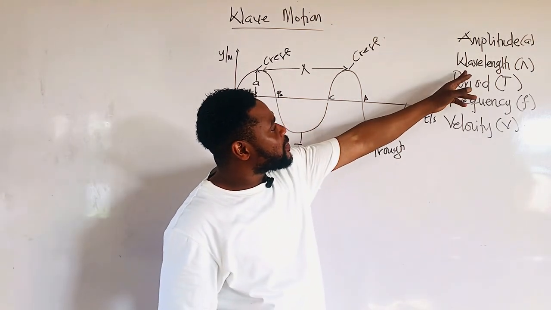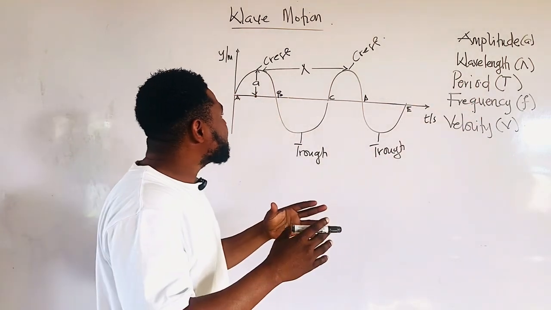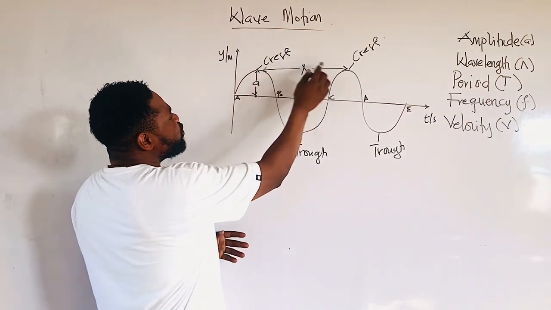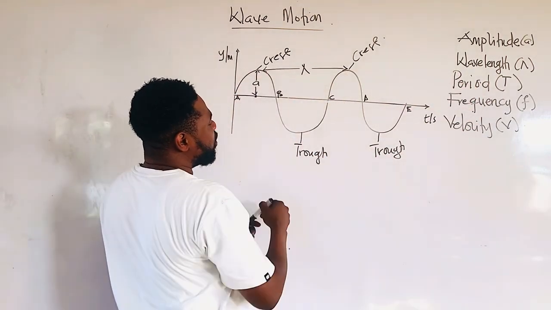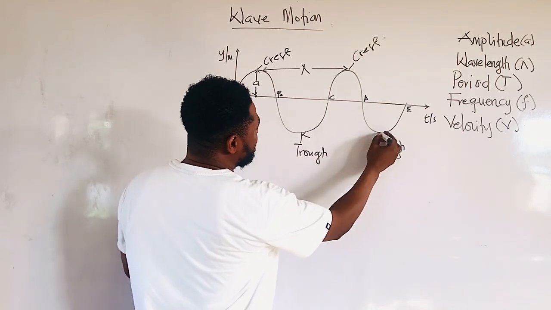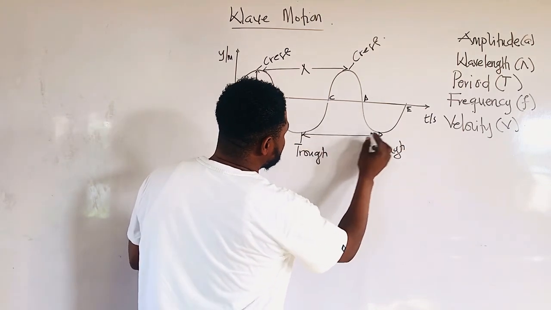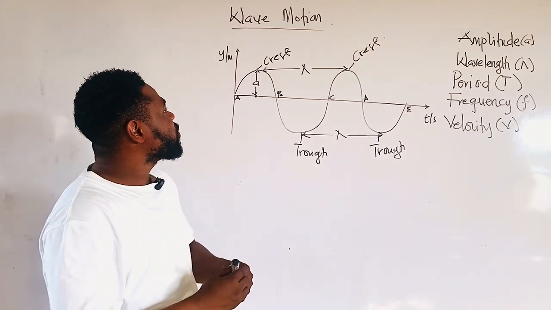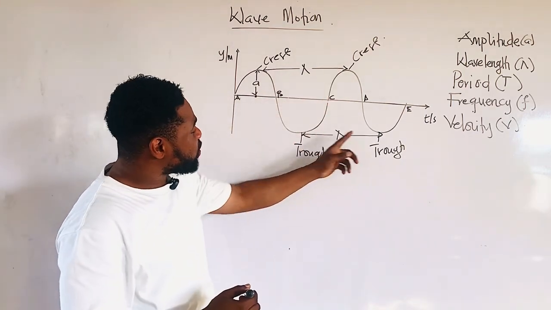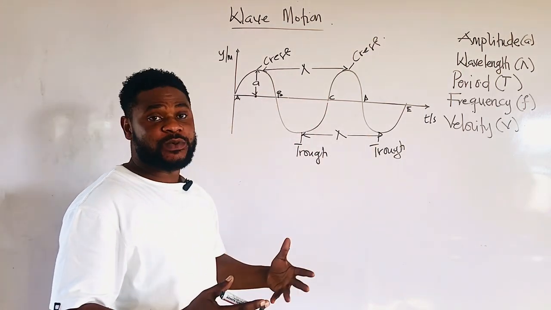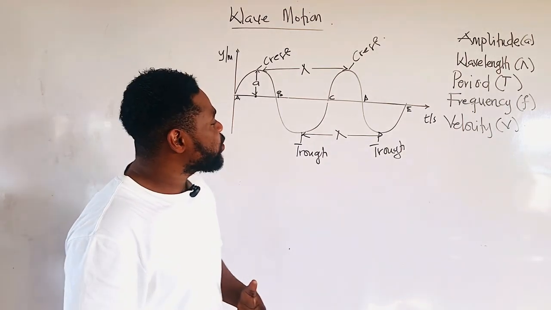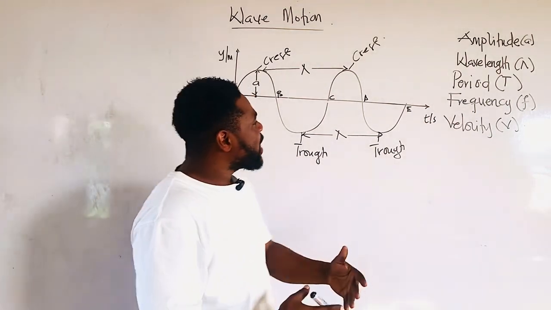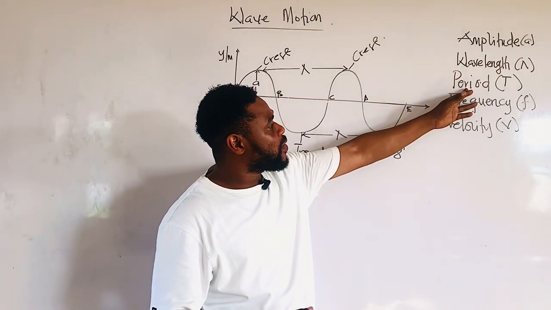And when we talk about wavelength, we say that is the distance between two successive crests or two successive troughs, as you can see. So anytime we have a distance between two successive crests or two successive troughs, we say it's wavelength, and it's also measured in what? Meters. All right, let us look at another term called period.